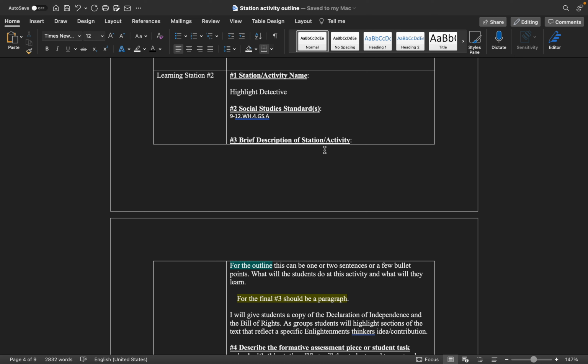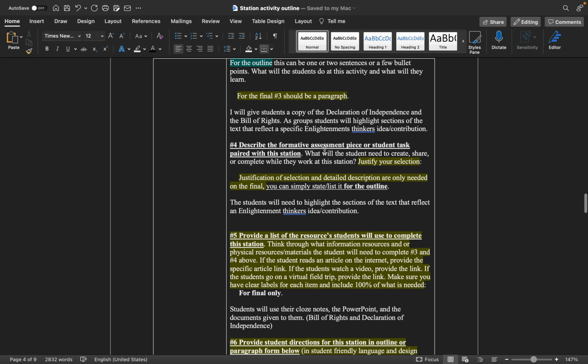And then for my second station, it is called Highlight Detective, and I'm going to give each student, so they can be in groups or partners, but they will have a copy of the Declaration of Independence and the Bill of Rights. They will have to highlight a section of the text that reflects an Enlightenment thinker's idea or contribution, and then they'll write next to the highlighted portion which Enlightenment thinker it connects to.